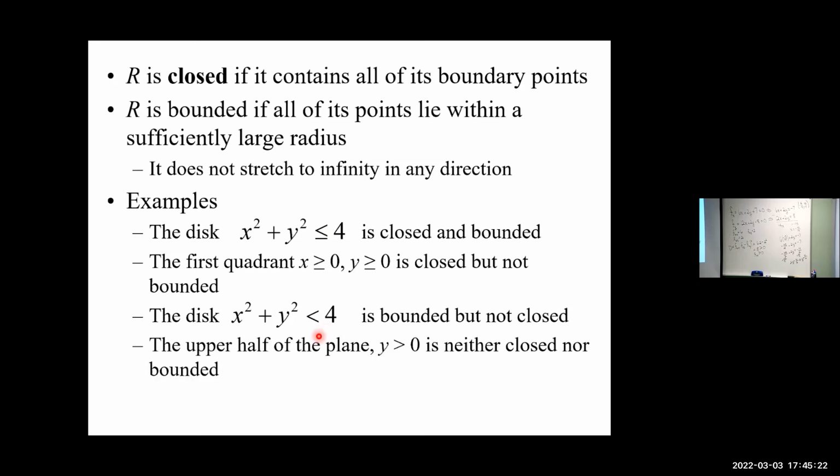And if we did something like the upper half of the plane, it's neither closed nor bounded because it does not include its boundary points, which right off the bat, you can kind of see if you don't have the equals there, it's not going to be closed. And if it stretches up to infinity in any direction, it's not bounded. Most of the ones we're going to look at in here will be closed and bounded.